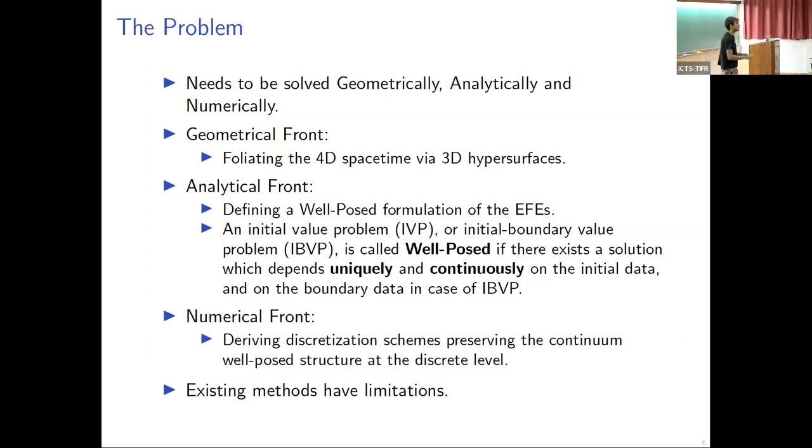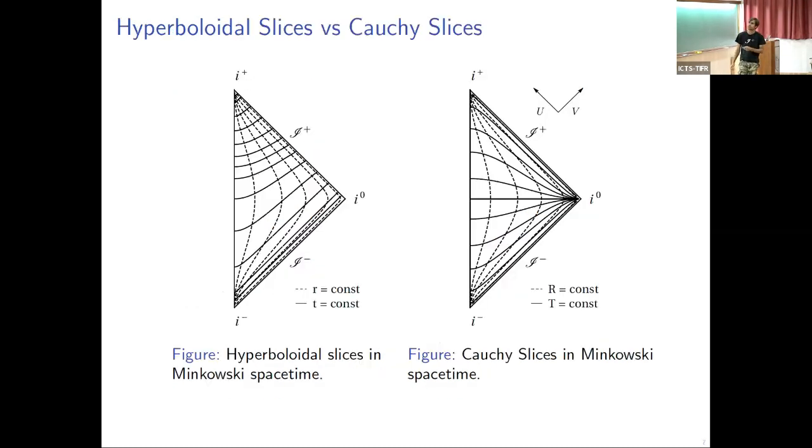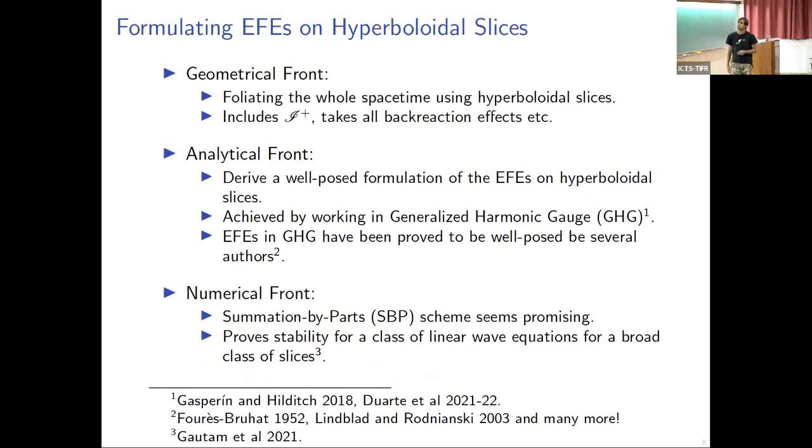But the problem is that none of the existing methods of calculating the gravitational wave signal satisfy all these three criteria. So here's an example: we can see all these Cauchy slices terminate at space-like infinity, not at null infinity. So these slices are useless when we want to map scri+ on a computational grid. To do that, we introduce another kind of foliation, which we call hyperboloidal slices. These slices are space-like everywhere, but they meet scri+ rather than I0. So by introducing such foliation, we solve the problem at the geometric front.